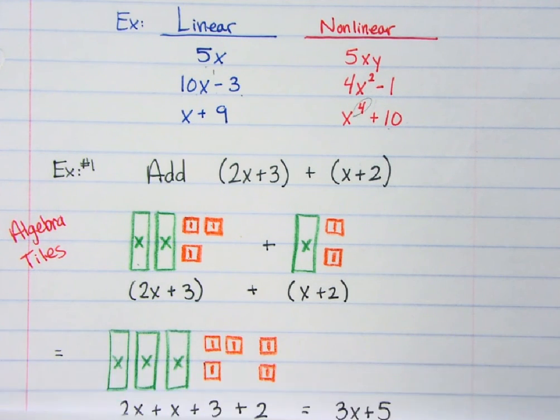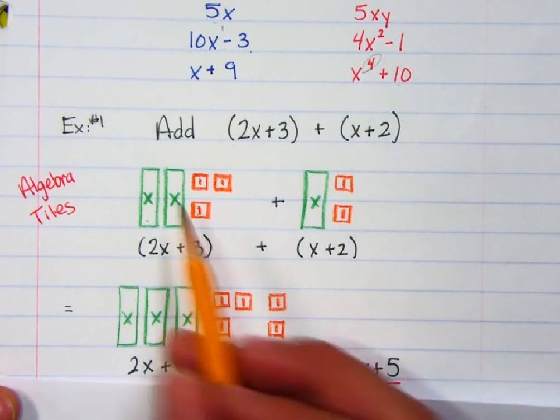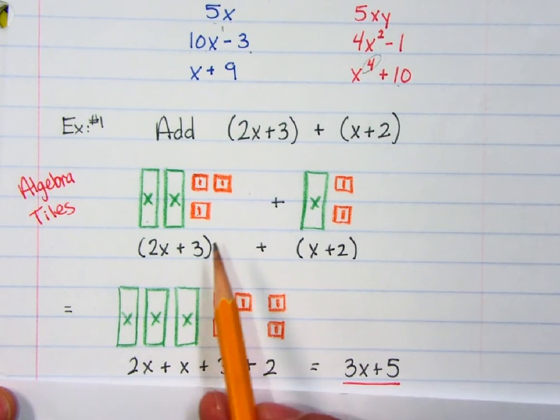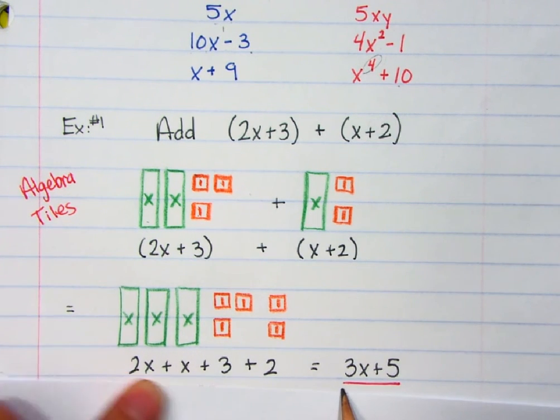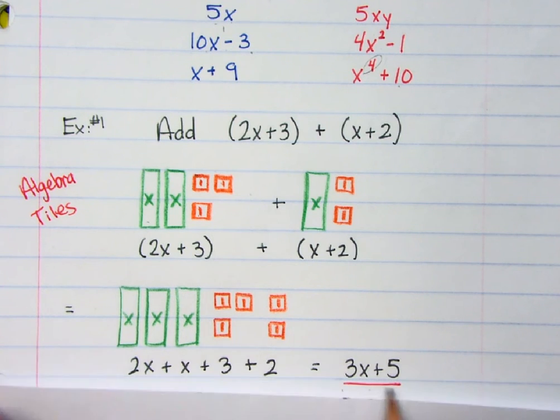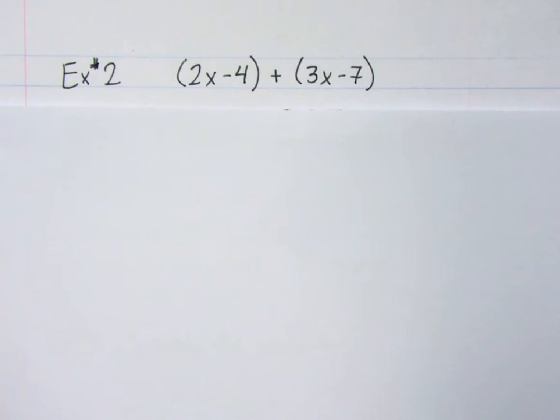And I'm going to rearrange these. I say, look, I really have 3 of those green rectangles, and I have 1, 2, 3 plus another 2 of those little orange squares. So altogether, I have 3 x's and 5 constants. So 3x plus 5. That's it. All right, I'm going to show you without using algebra tiles this time.